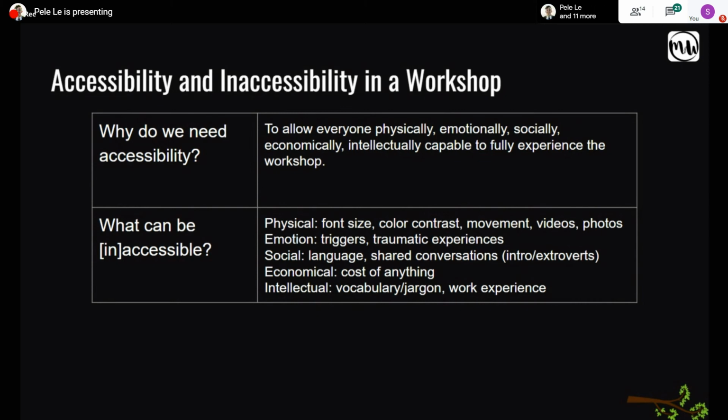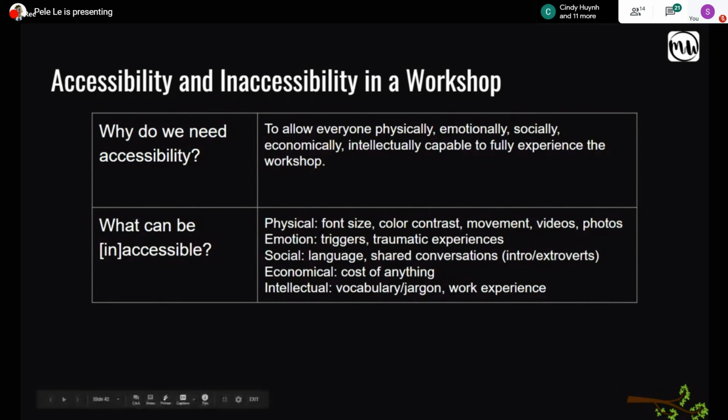And economical, most of the time if people are at a conference, they already can access it. But it's also thinking about this workshop, this workshop is free, you need a laptop, although it's kind of woven into economics, it's more accessible than driving 10 hours to Michigan from Minnesota and going to the conference. And again, intellectual, just being aware of your jargon and people's experiences.